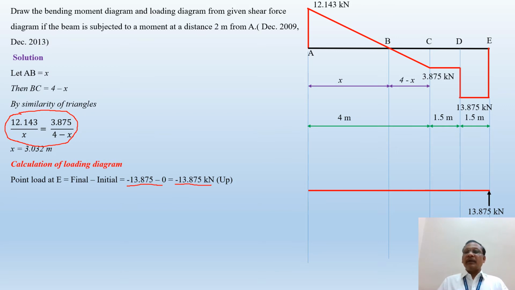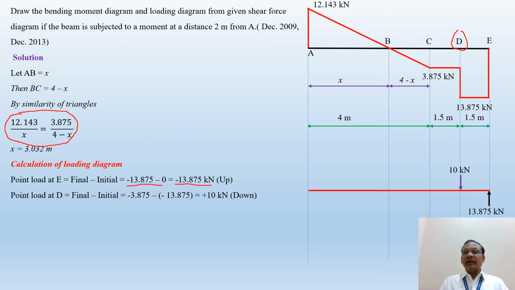Then let us find out the magnitude of the point load at D. So here again you write down final minus initial. Final is minus 3.875 minus 13.875, I have written here. So you will get a plus value. The plus value indicates that the force is acting vertically downward with a magnitude of 10 kilonewton. So show the 10 kilonewton force at D. Then there is no point load at C.